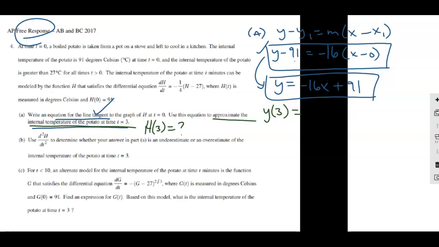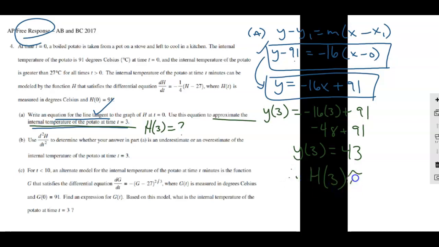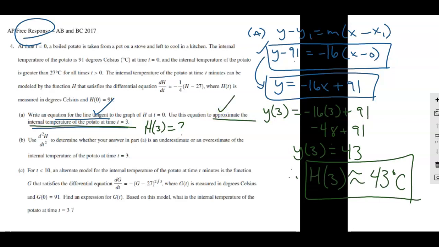So we're going to take that new value 3 and plug it in: negative 16 times 3 plus 91, that's negative 48 plus 91. So I know the tangent line's value, right? Y of 3, if I did 91 minus 48, that would be 43. Okay, so the tangent line is equal to 43 degrees Celsius. That means the temperature of the potato at time equals 3 is going to be about 43 degrees Celsius. The tangent line is just an approximation, right? So the temperature is going to be about 43 degrees.